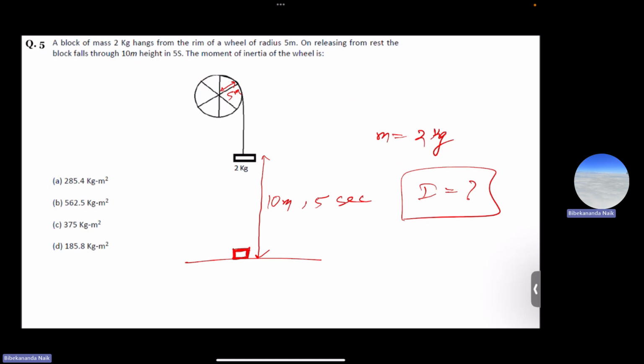So we need to find out the moment of inertia. But before that, there are other quantities that we also need to calculate. So let's first calculate the acceleration, because that we will need to get the value.